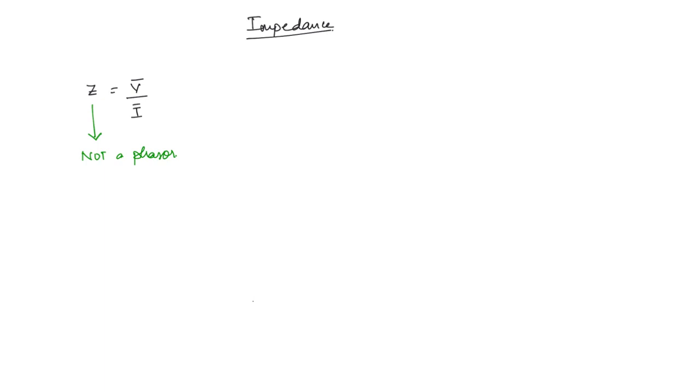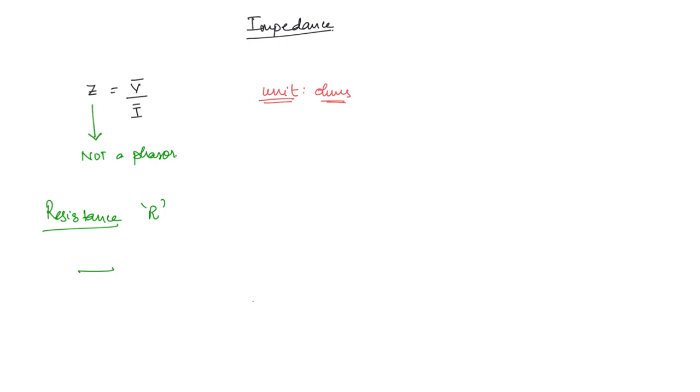What is the unit of impedance? The unit is ohms, because it is the ratio of voltage and current only, which is the same as resistance. We'll now see the impedance of each of the circuit elements. So we will start with the resistance.